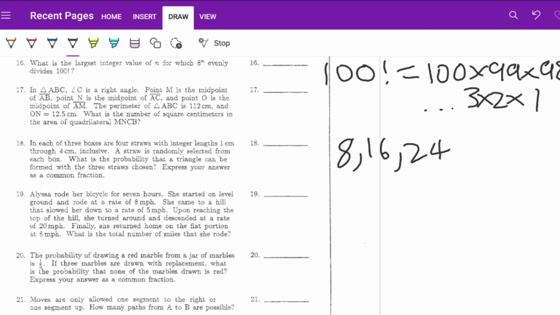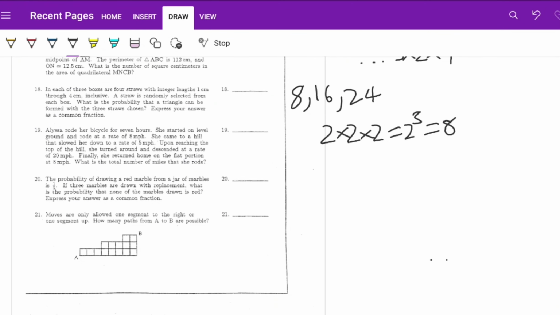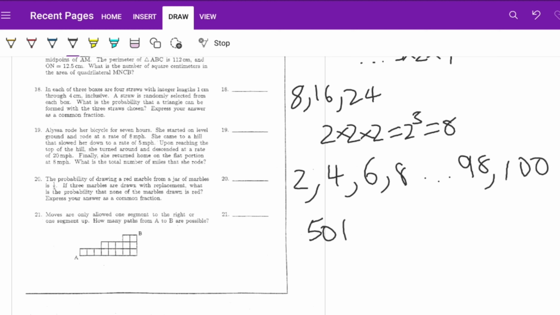So first of all, we can observe that 8 is just 2 times 2 times 2. 8 is just 2 to the third power. So what we can do here is see how many times 2 divides into 100 factorial. That's going to be a lot easier. And then we divide the result by 3. First, we can see how many even numbers there are. So we have 2, 4, 6, 8, all the way to 98 and 100. So here we can see that there are 50 numbers that are even.